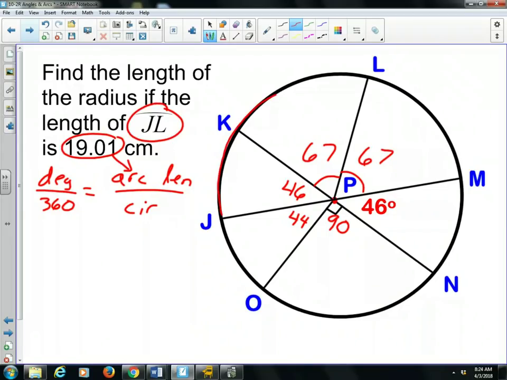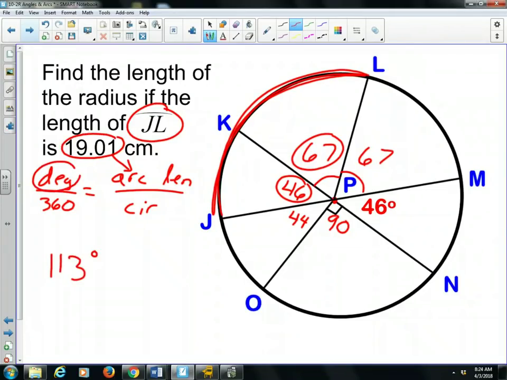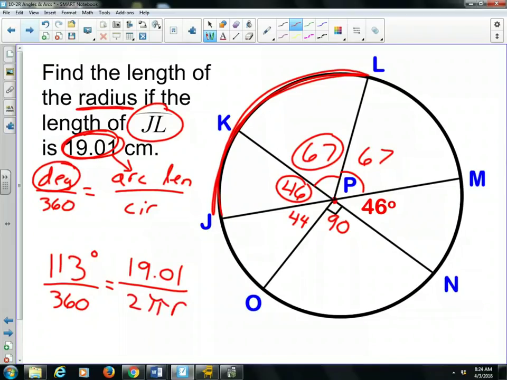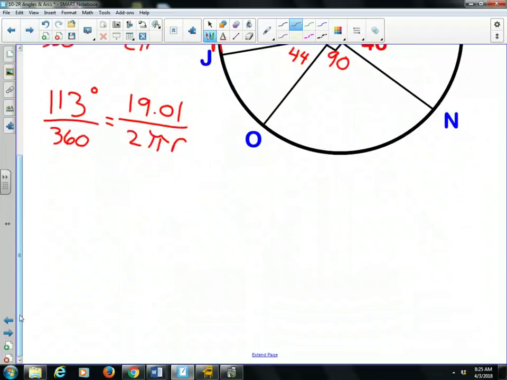JL is from here to here. So the degree of the arc is 46 plus 67. 46 plus 67 is 113. So 113 degrees is the measure or the degree of the arc divided by 360. That equals the arc length. We know what that is. It's 19.01 divided by the circumference. And we want to find the radius. So let's say it's divided by 2 pi r, because that's what circumference equals, 2 pi radius. Now we can solve for r.